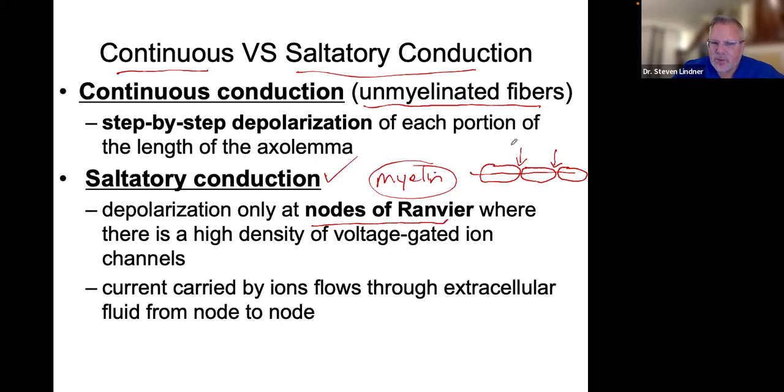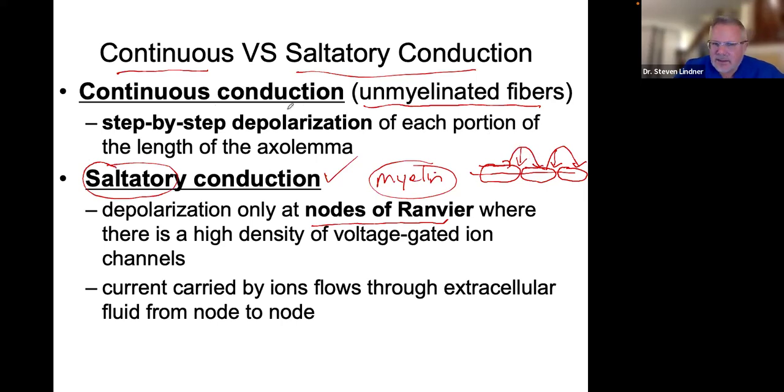So in saltatory conduction, what ends up happening is the action potential spreads very quickly, and then it leaps, and then it travels through the myelinated section, and then it leaps again, right? Because there's no myelin here. So saltatory conduction, the term saltare means to leap or to jump.